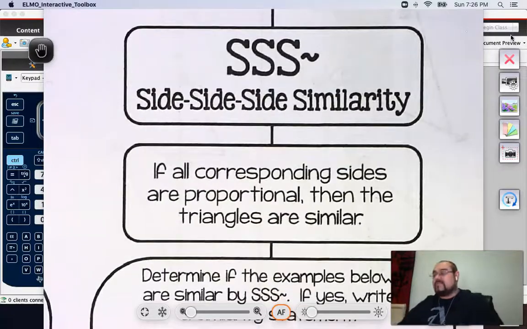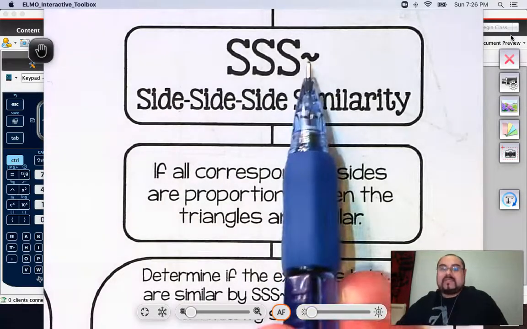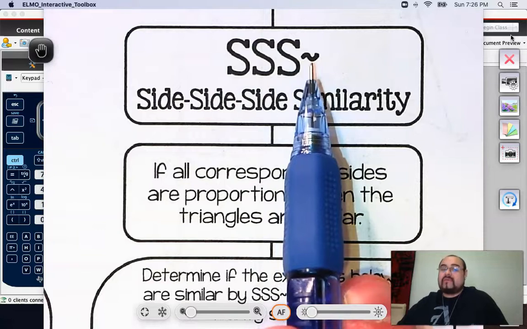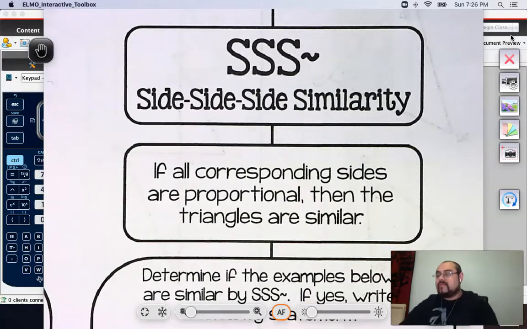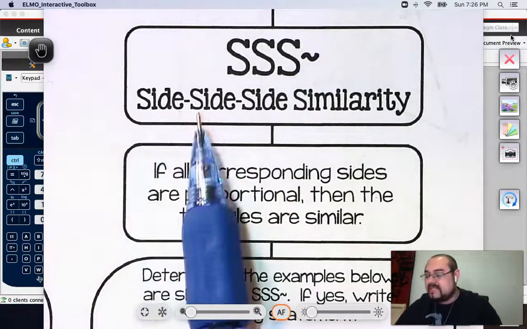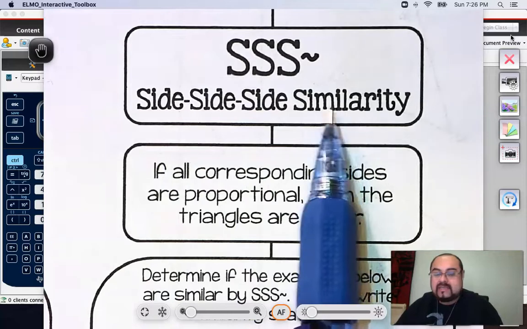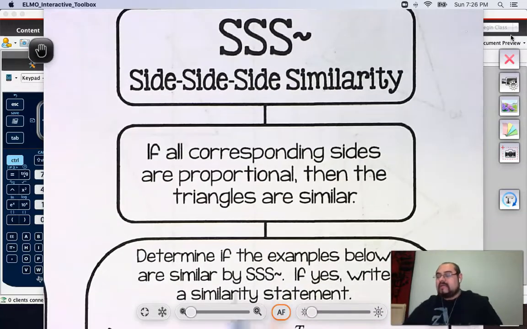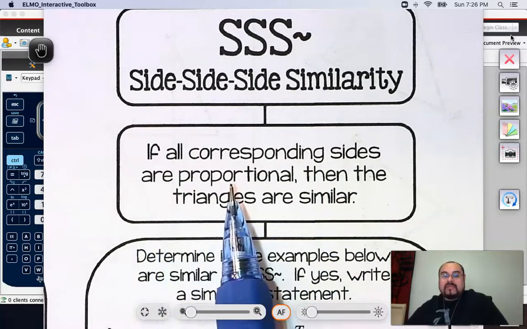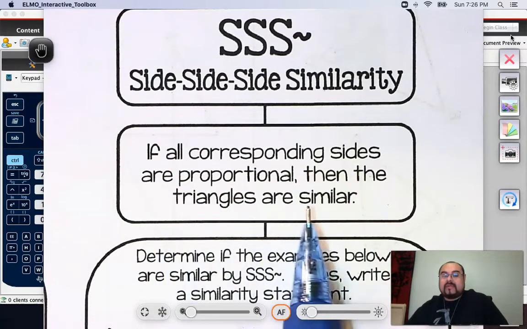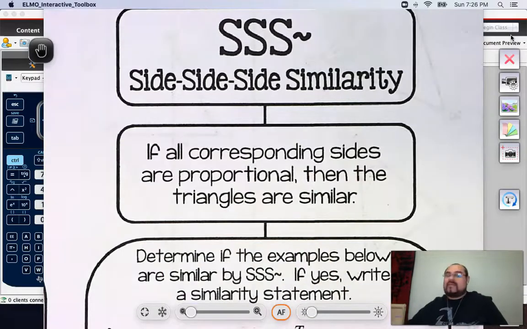Again, this is for similarity, and that's why they keep showing you this symbol right here. It's different from congruent. Congruency is different from similarity. SSS stands for side, side, side similarity. According to this postulate, if all corresponding sides are proportional, then the triangles are similar. So all the sides have to be proportional, not just one, not just two. All three of the sides have to be proportional.